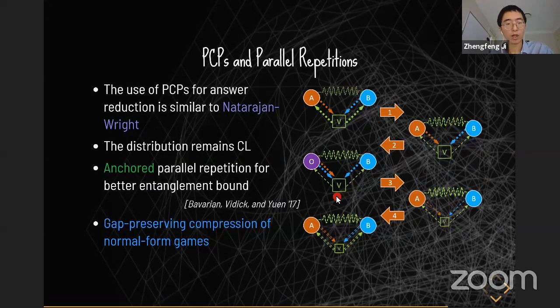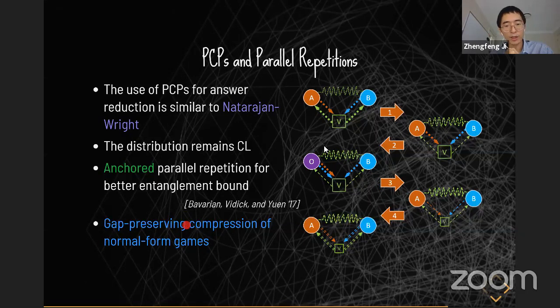Okay, so the next step, you want to use PCPs and parallel repetition. We won't spend much time talking about it because it's very similar to what Anand and John were doing in their paper. What we want to make sure is that this transformation won't break the condition that the distribution is CL. There are some variations that we did to make this easy to prove. After that, you have a game where both the questions and answers are small now, but the gap is getting worse. So we apply parallel repetition, and in particular, we use the anchored parallel repetition, for some technical reasons, basically because we want to have the best entanglement bound that we can have.